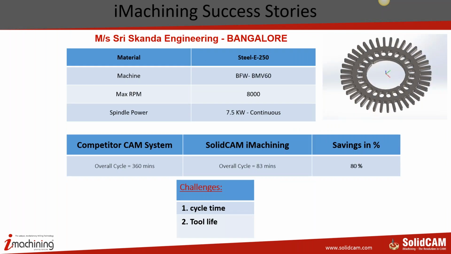Sri Skanda Engineering in Bangalore on a steel E250 on a BFW BMW 60 with 8,000 RPM, 7.5 kilowatt, 2.5 kilowatt continuous power. Overall cycle time down from 360 minutes to 83 minutes. And this is like a savings of 80%. Tool life was very critical here. We improved the tool life dramatically.